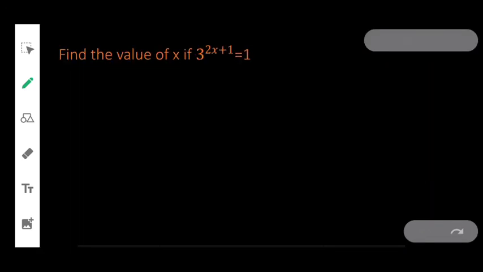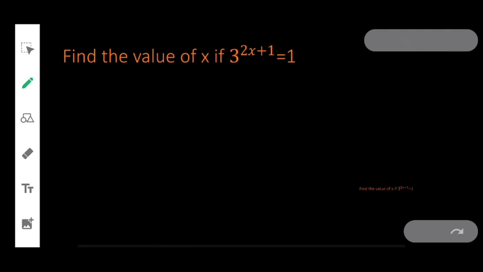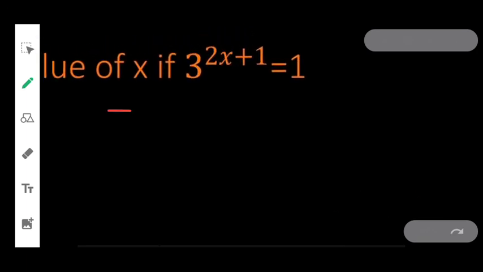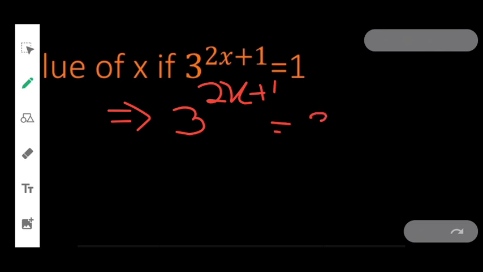Okay, next question: find the value of x if 3 to the power 2x plus 1 equals 1. We can write 1 as 3 to the power 0. Yes or no? Any number whose exponent is 0 is 1. So instead of 1, we can write 3 to the power 0. So 3 to the power 2x plus 1 equals 3 to the power 0.